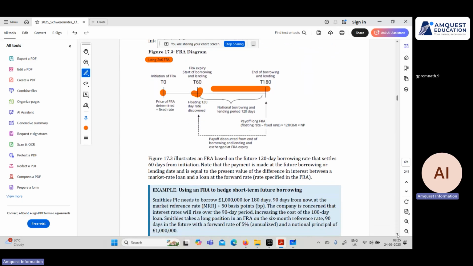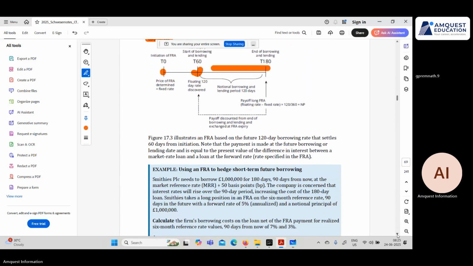Now let's just look at this and try to solve this end to end. One second. So wait, you can do an FRA with floating rate as well? Yeah. So basically, FRA has nothing to do with fixed versus floating. It is more about locking in the price.